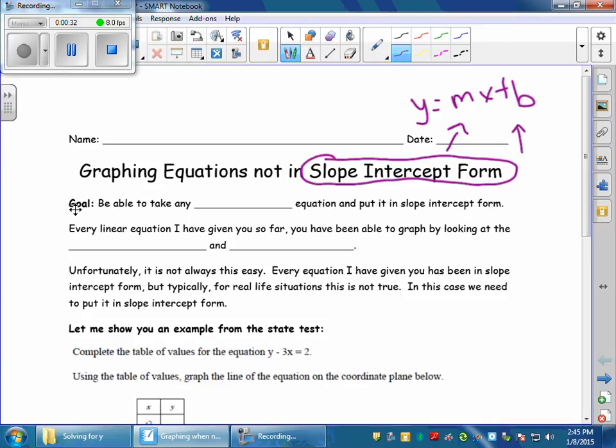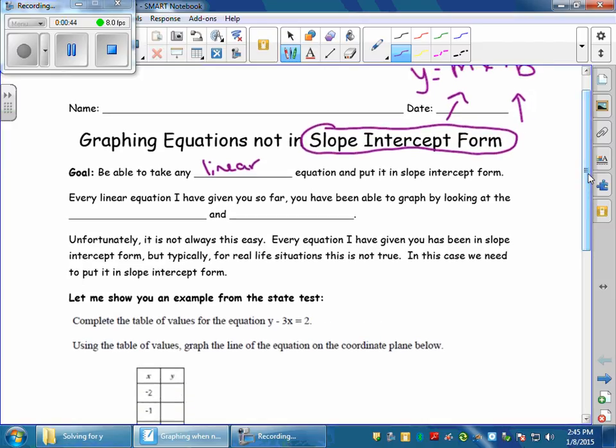So after you leave here today, you're going to be able to take any linear, which means straight line, and put it in slope-intercept form. Now, every linear equation I've given you so far, you've been able to graph by looking at two things. Do you guys remember what these two things are? They are the slope and the y-intercept. Now, unfortunately, it's not always this easy.